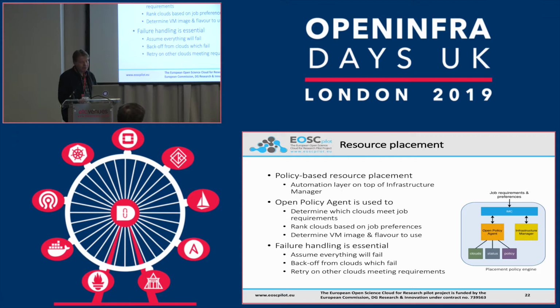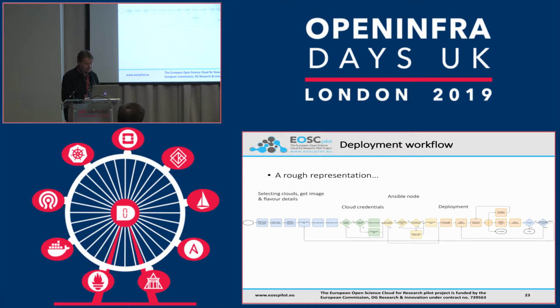One thing that's very important is failure handling. We basically assume that everything will fail, so we have lots of retrying and timeouts and back off from clouds which fail, and then retry in other clouds that meet your job's requirements. And this diagram here, you shouldn't expect someone to read it, but this is basically our deployment workflow. There are lots of steps involving deciding what cloud to use, then determining if we need to get a token to access the cloud, then whether we need to deploy an Ansible node or not, and then actual deployment, and then depending on the status of that, whether we need to try again or try on a different cloud.